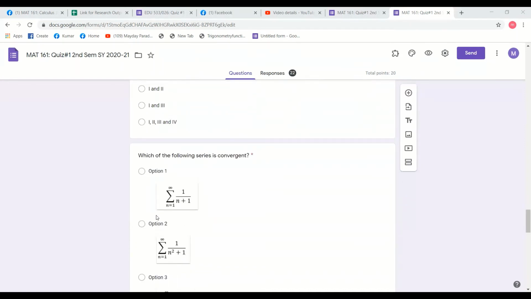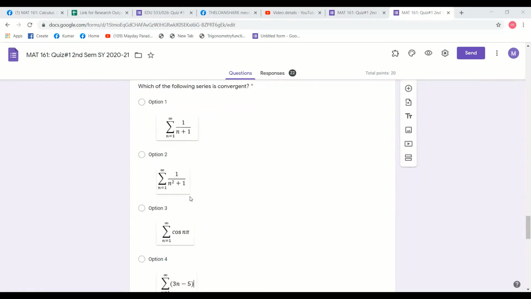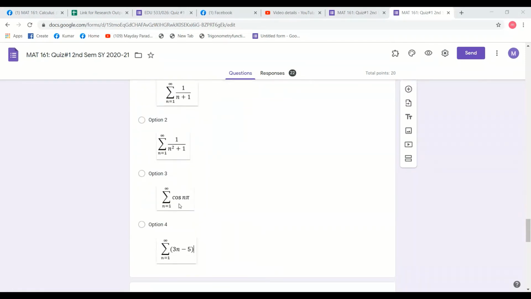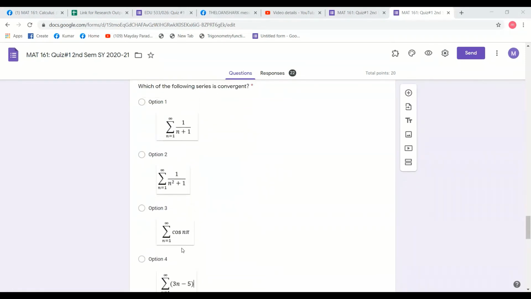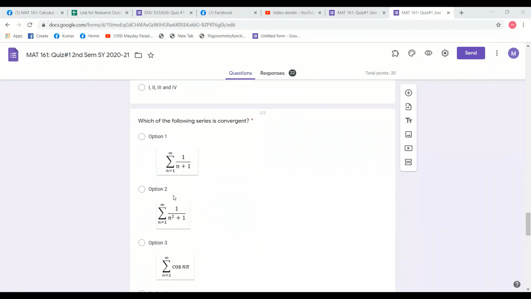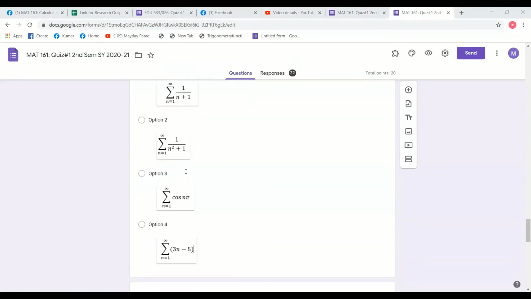Which of the following series is convergent? We know that a series is convergent if we have here an example. This is near to a P series. Number 1 is divergent since n here is equal to 1. So in this case, option 1 is divergent.